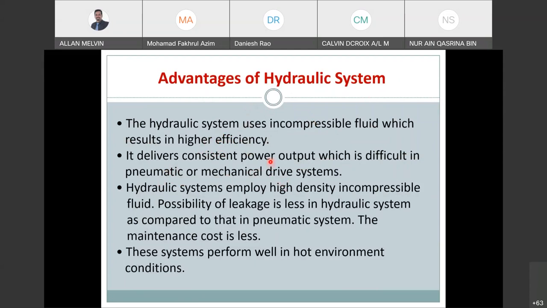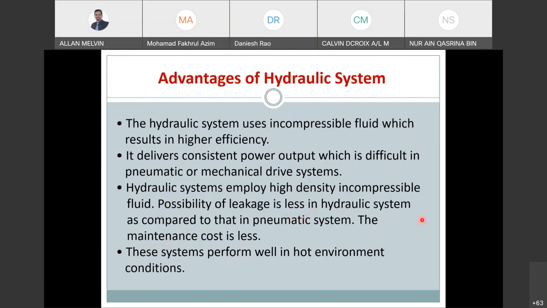And power output, because you have additional components which produce immediate backup, like accumulator. So it produces a consistent power output and also large power output because it can operate until 800 bar. So larger force it can manage. Hydraulic system employs high density incompressible fluid. Possibility of leakage is less because it's not like water or gas where you can leak. At times smaller holes will not have leakage because of the viscosity of the liquid.